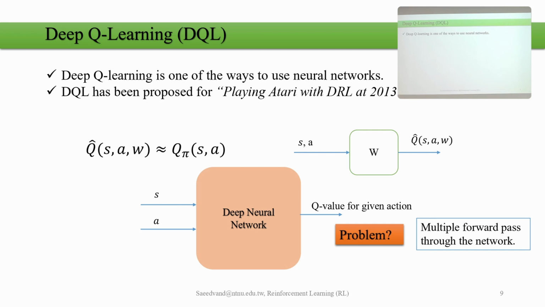So we say for deep Q-learning, we can use a neural network, or deep neural network, for function approximation. It was proposed for playing Atari with deep reinforcement learning in 2013. That was very famous work and actually changed the path of reinforcement learning at the time, 2013. It's almost a new algorithm, not too many years ago.